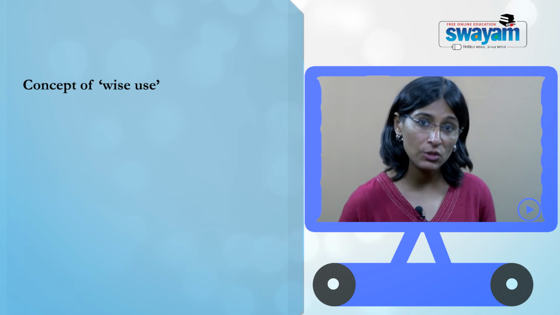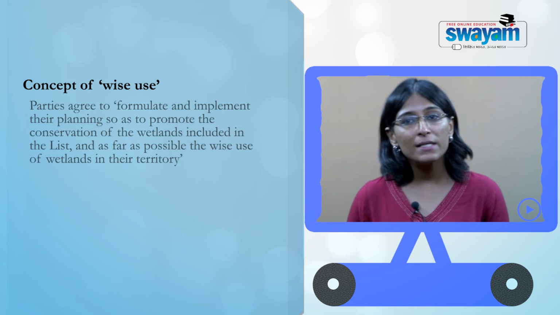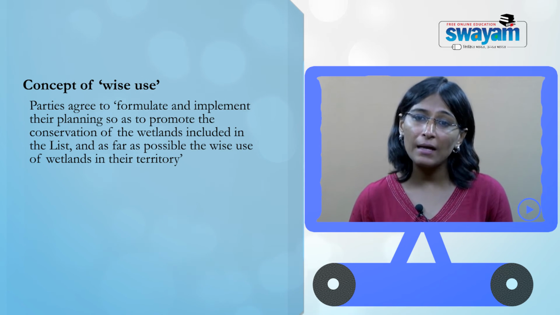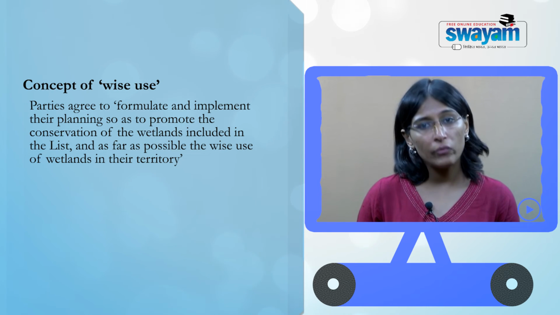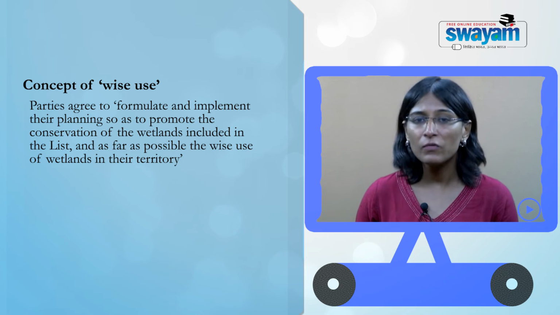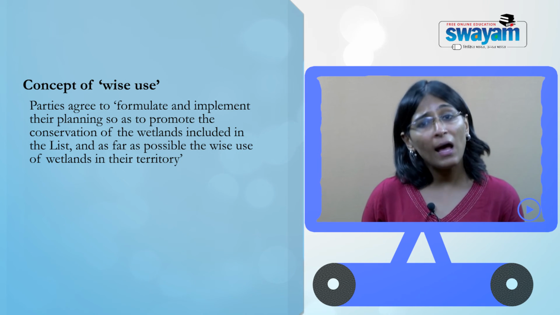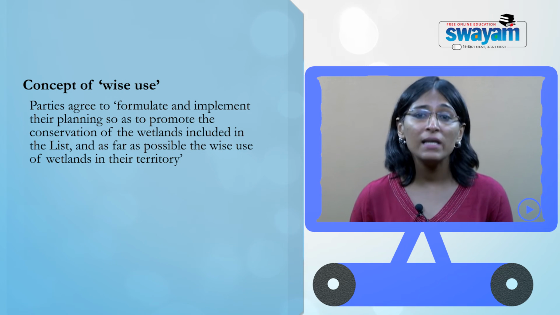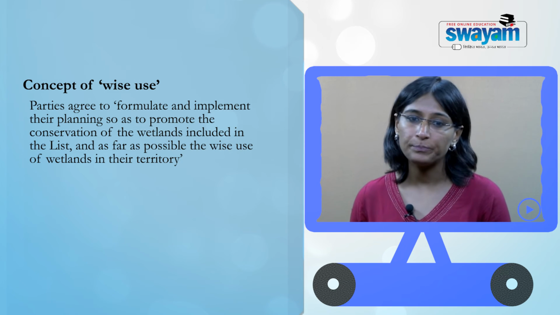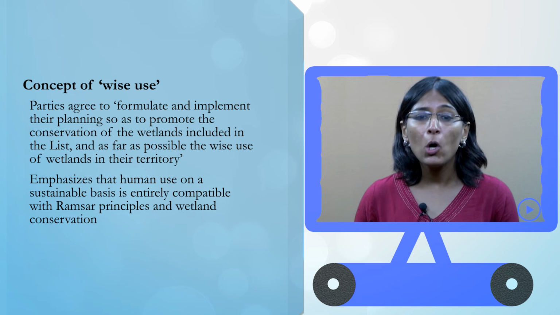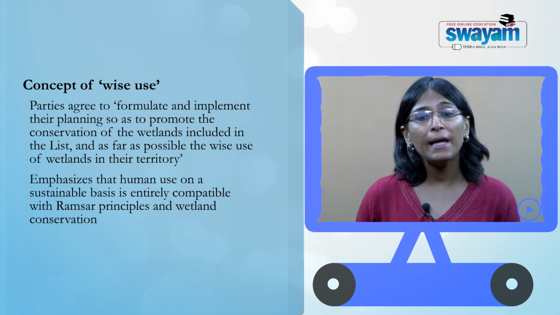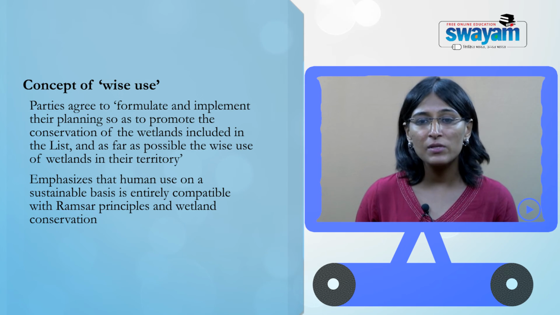The important concept which is included in the Ramsar Convention is the concept of wise use. Basically, the parties agree to formulate and implement their planning so as to promote the conservation of the wetlands included in the Ramsar list, and as far as possible, the wise use of wetlands in their territory.